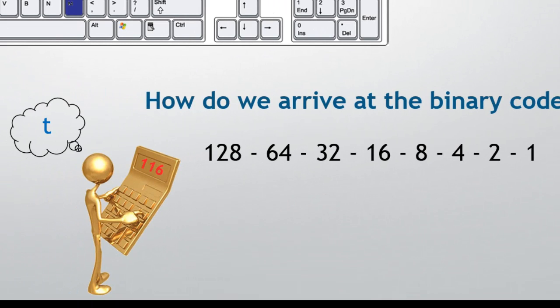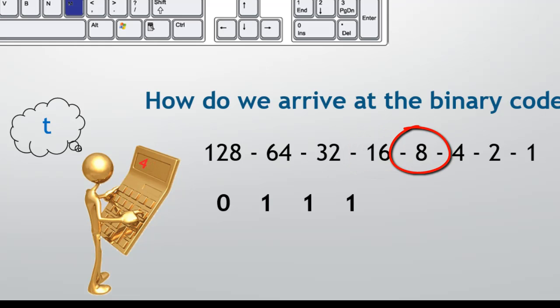So the little keyboard guy looks at the highest denomination and says to himself, does 128 fit into 116? No, it doesn't. So that's a 0 or a negative or a no, however you want to say it. He then moves on and says, okay, does 64 fit into 116? Yes, it does. So that's a 1 or a positive. And we're left with 52. We then move on and he says, well, does 32 fit into 52? Yes, it does. And we're left with 20. Does 16 fit into 20? Yes, it does, and it leaves us with 4.